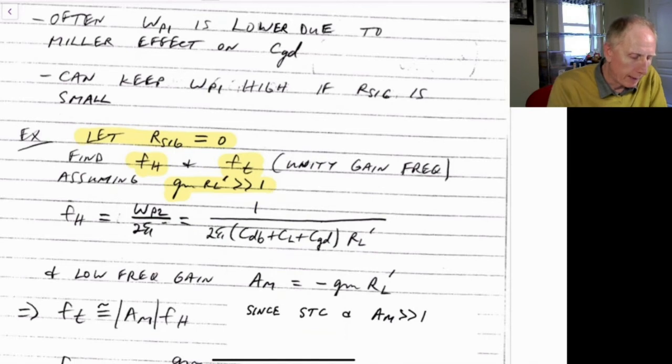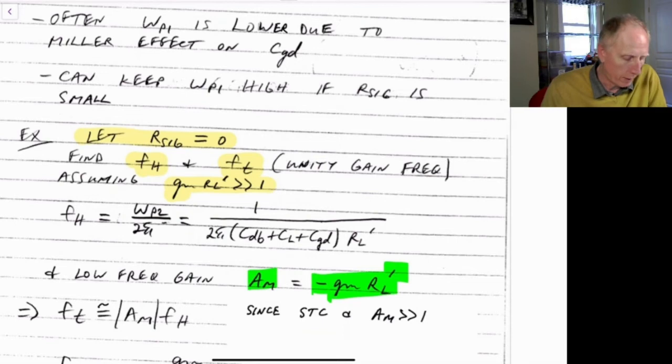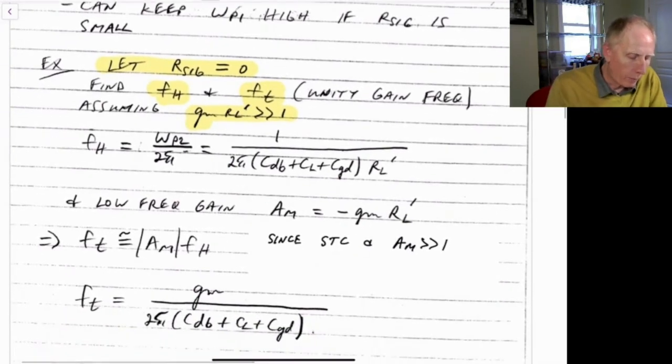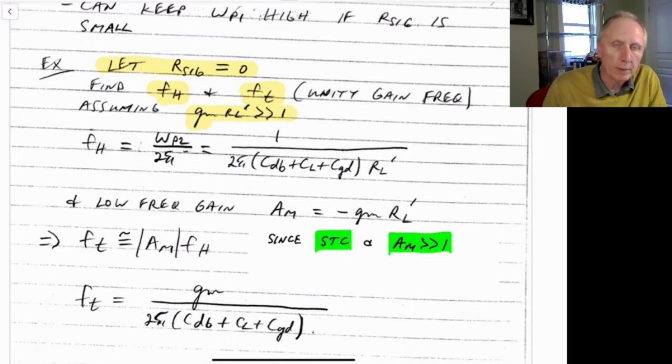Now the low frequency gain we have is just minus gm times RL prime. And again, we're going to ignore the resistor divider in the first stage, because we've made our signal equal to 0, so that no longer becomes a resistor divider anymore. So we can assume that the gain is equal to 1. Now we have a single pole, and a low frequency gain which is much greater than 1, so A_m is much greater than 1, and so this becomes a single time constant transfer function.